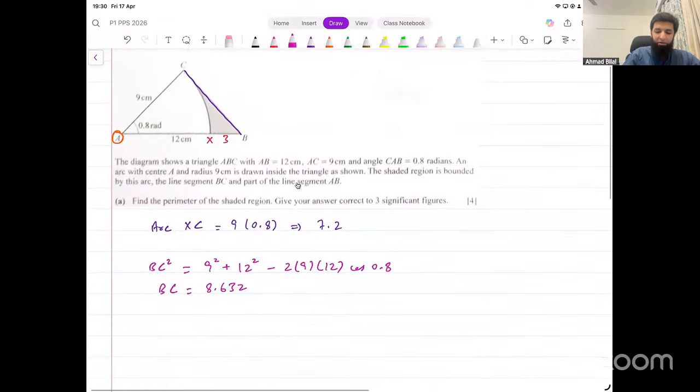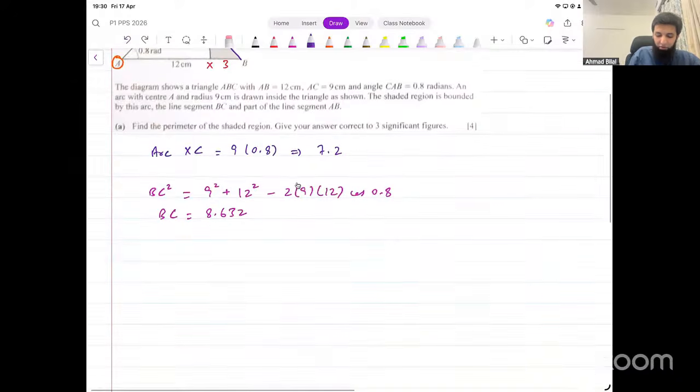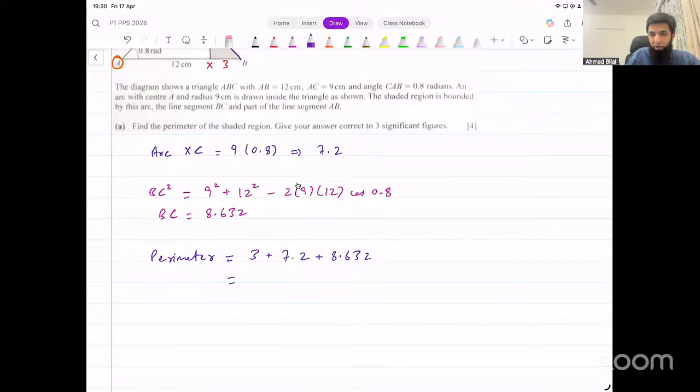Now, what's the perimeter going to be? This side is 3, another is 7.2, another is 8.632. All we have to do is add up those sides and that will give you the perimeter. The perimeter is equal to 3 plus 7.2 plus 8.632. What's the result that we get? 20.6. That's the perimeter that we were looking for. Okay, that's the second question's first part.